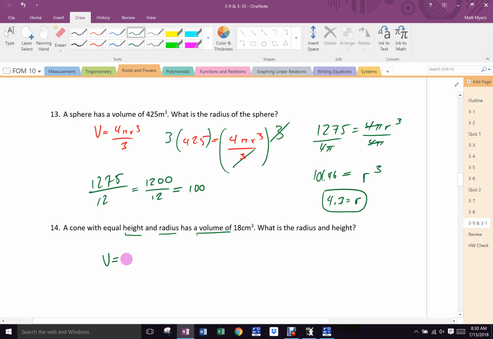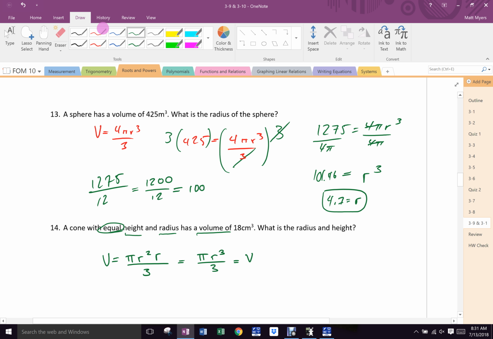Okay. And the last one, a cone with equal height and radius has a volume of that. So the volume of a cone is pi r squared h divided by 3. Right? H and r are equal. Right? So what does that mean I can change this h to? An r. Correct? Which means now I have r squared times r. So what do I have? Pi r cubed over 3. Right? That equals my volume.